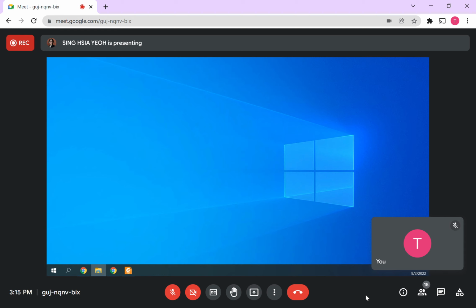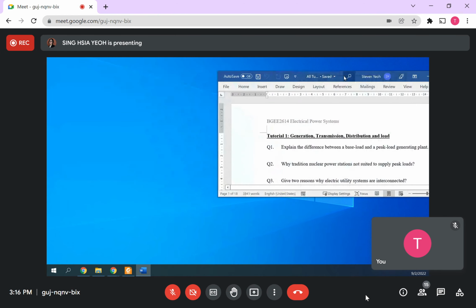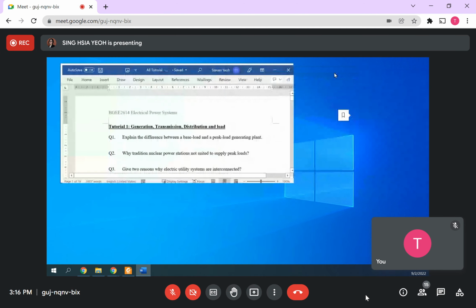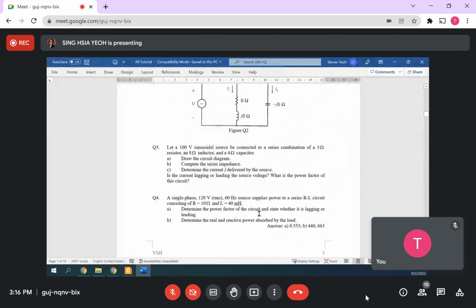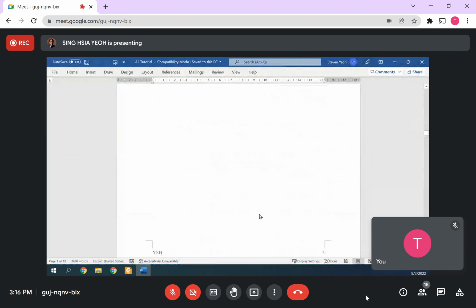So have you done the tutorial for the per unit transformer? Any question that you would like to discuss? Tutorial 1 and 2 are settled already, right?